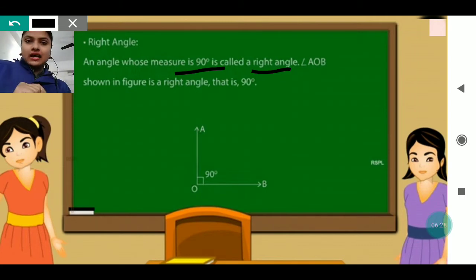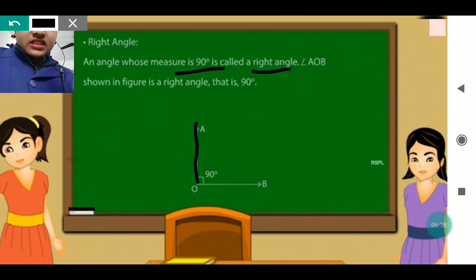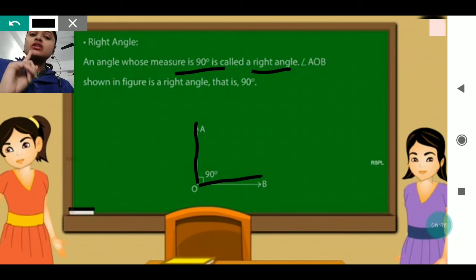When you are drawing two rays, my dear, both the rays are straight, meaning both the rays are going straight. One is horizontal and one is vertical, but both are straight, they are not tilted. Okay, they both are straight. At the point O it is forming 90 degrees, and if the angle is forming 90 degrees, then it is called a right angle. What is it called? Right angle.